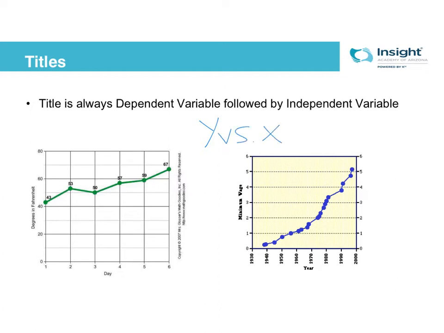All right, so just to practice that, this first graph, we've got degrees in Fahrenheit on the y-axis and day on the x-axis. So if I were to title this, I would call this temperature by day, or temperature versus day. Temperature is on my y-axis, that's my dependent variable, that's got to come first, versus what's on my x-axis, or my independent variable. So see if you can title the next one.